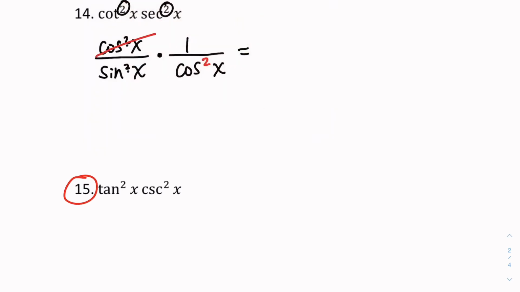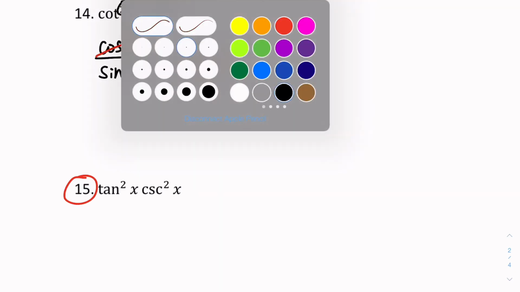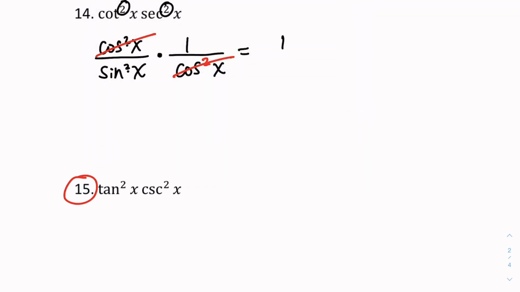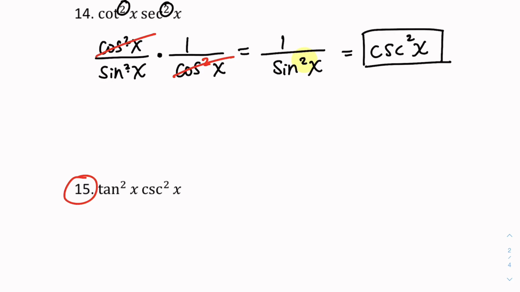How convenient. And our final answer is, on top we have 1 over sine squared x. We're not quite done. This is the reciprocal of sine, which is cosecant. Have a look. Can you see the mistake that I made? Look carefully. Yep, I should have put a squared in my final answer. And now we're good to go.